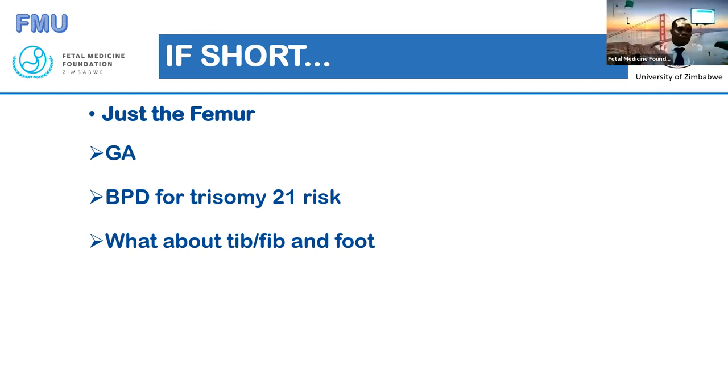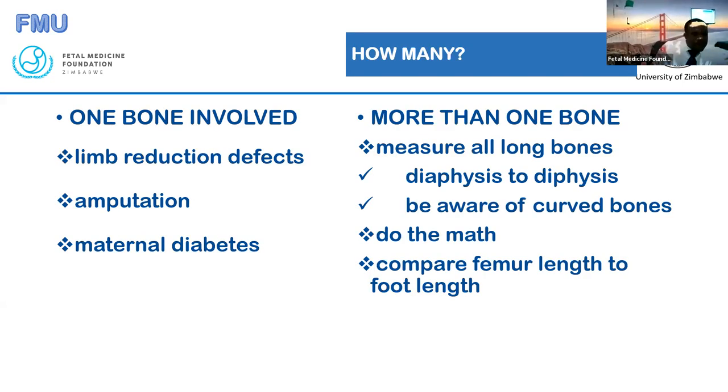So go on to look at the tibia, the fibula, and the foot to find out if other bones are affected. If only one bone is involved, let's say only the femur, then you're more likely to be dealing with maybe a limb reduction defect, or maybe an amputation from amniotic fluid veins, or it might be from maternal diabetes as a differential.